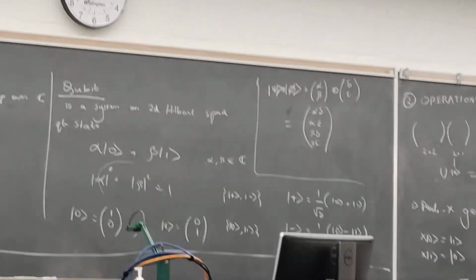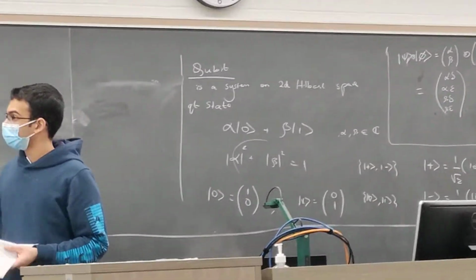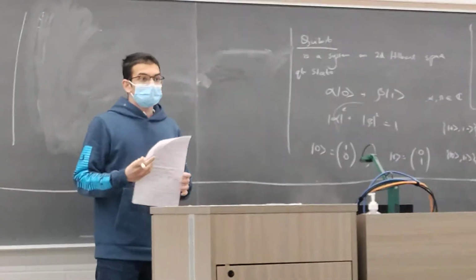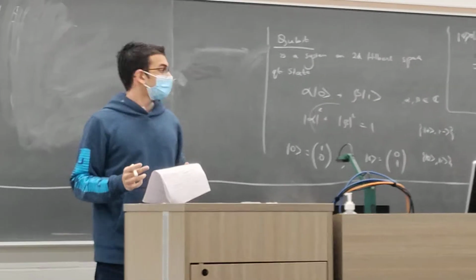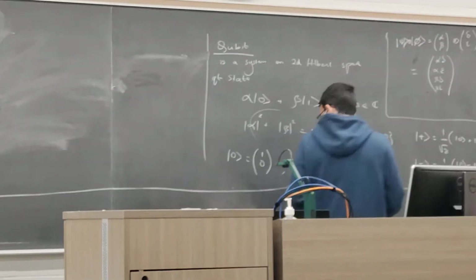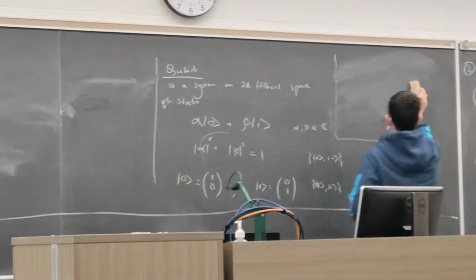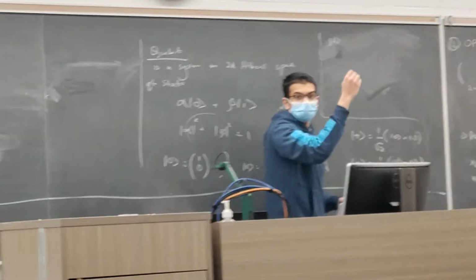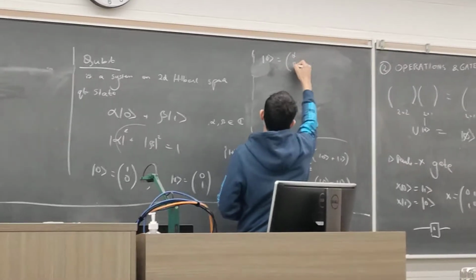Great. Before I move on, does anybody have any questions? Oh yeah. Can you explain the bracket notation again? Oh, the bracket notation. So a ket is just a vector in the Hilbert space. This is how it's represented, and it has values alpha, beta.